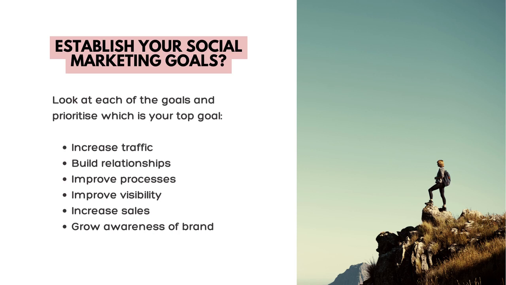So establish your social marketing goals. Here are just a few ideas of what your marketing goals could be. It could be to increase traffic, build relationships, improve processes, improve visibility, increase sales, grow awareness of the brand. These are just a few goals that you can have for social media. You could probably think of a lot more, but these are the basic ones. A lot of people just want to increase traffic. A lot of people just want to increase their visibility, mainly so that people know who they are. So it's important to understand what your business is looking for.